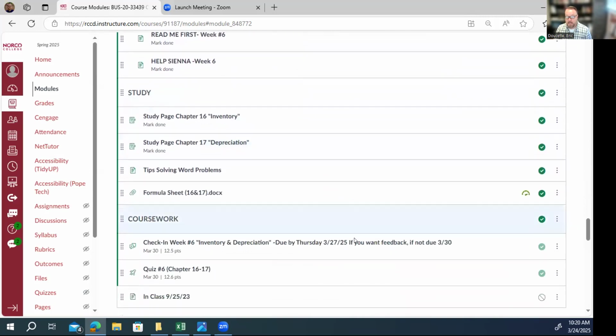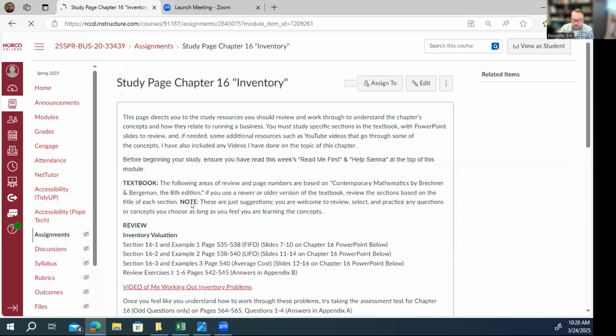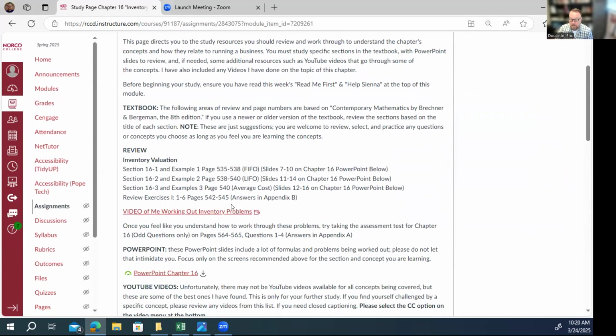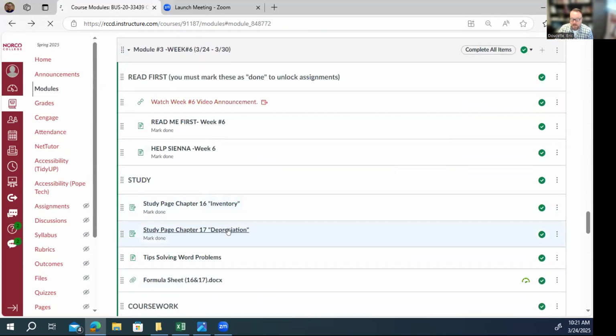As we move into this week, you're going to, of course, read Me First. Make sure you read that because I put everything in the context of business as far as what you'll be learning. And then Help Sienna. You're going to put it in terms of her business and how you can help her with her inventory as well as her depreciation. Then you do have a study page for each chapter. In those study pages are videos by me working out some of the problems. Right here is for chapter 16, and then the same thing on chapter 17 on depreciation.